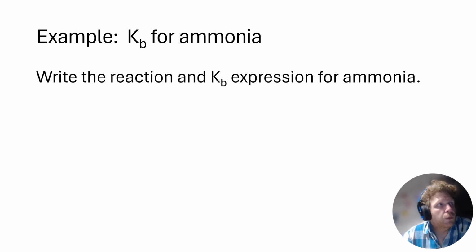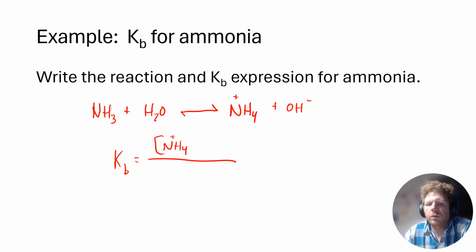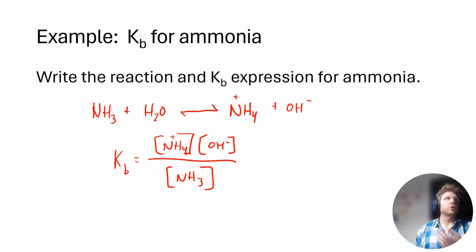An example, Kb for ammonia, we could go ahead and write that reaction out as NH3 plus H2O yields NH4 plus OH minus. Kb is therefore equal to NH4 plus times OH minus divided by the concentration of NH3.